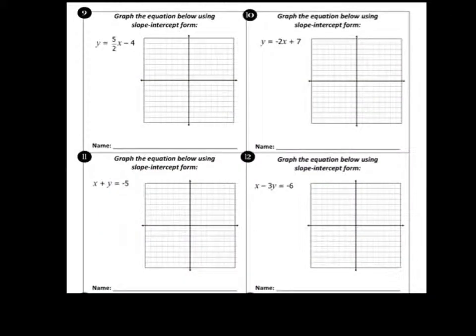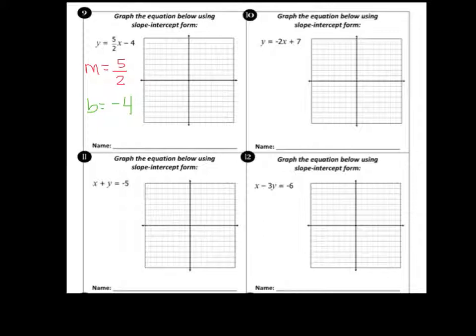Now we have the opportunity to use slope-intercept form to actually graph. So remember, there's a couple of steps for this. The first thing that you want to do is go ahead and identify your slope and your y-intercept. So remember, your slope is the number in front of x, so this is 5 over 2. And your y-intercept is the number being added or subtracted, so in this case it's negative 4.